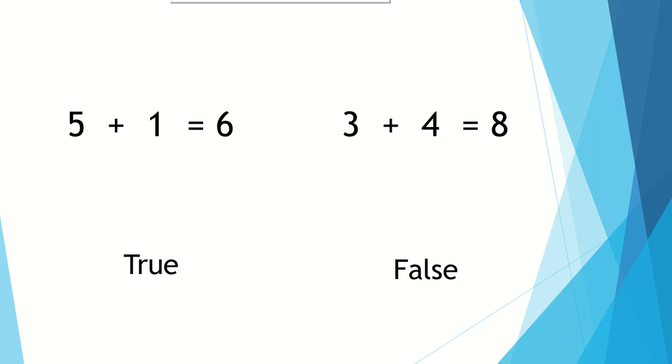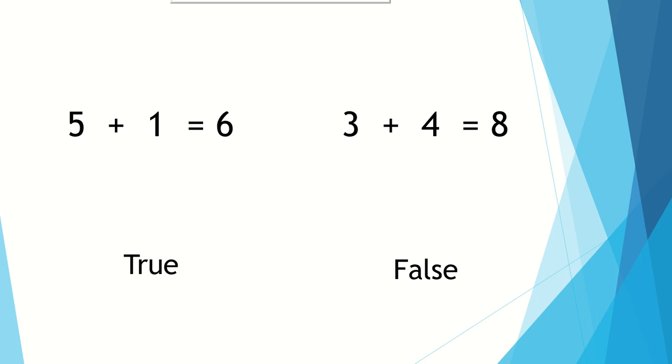So the first thing we need to know is the difference between true and false. Now the big thing is true statements are something that you can prove. They are known as facts. So if it is a fact, that means that you can prove it. So we're going to do this on the first one right here. Let's take a look at 5 plus 1 equals 6.